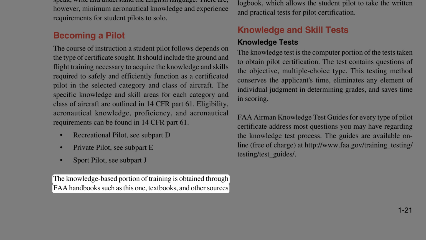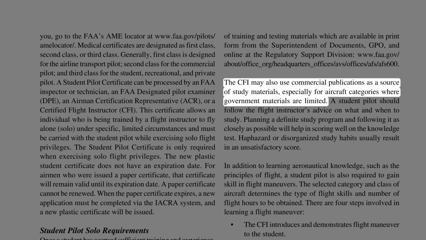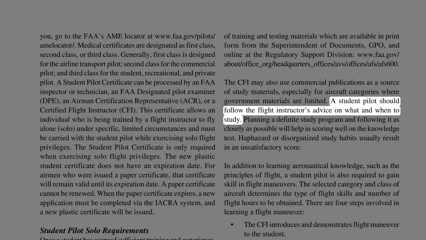The knowledge-based portion of training is obtained through FAA handbooks such as this one, textbooks, and other sources of training and testing materials which are available in print form from the Superintendent of Documents, GPO, and online at the Regulatory Support Division, www.faa.gov/about/office_org/headquarters_offices/avs/offices/afs/afs600. The CFI may also use commercial publications as a source of study materials, especially for aircraft categories where government materials are limited. A student pilot should follow the flight instructor's advice on what and when to study.